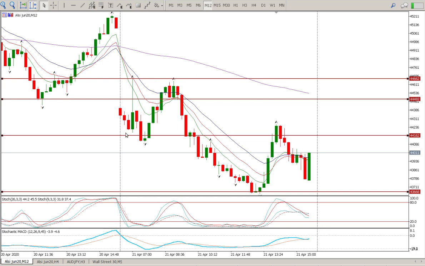And just a quick reminder here, when these two stochastics cross over far apart like that, there's normally a big move, and you can see there's the big move.